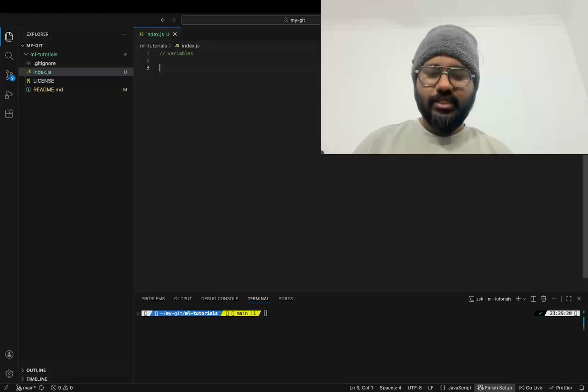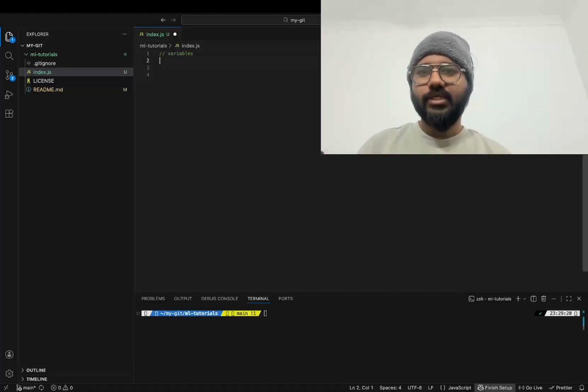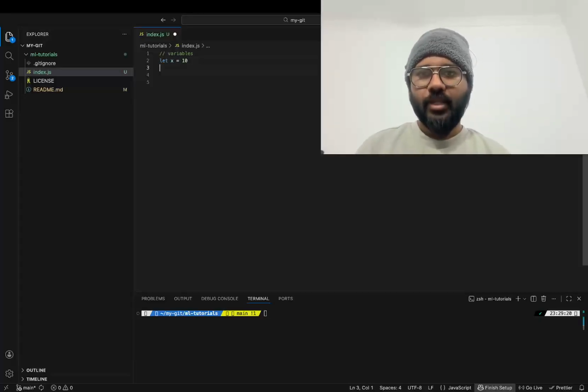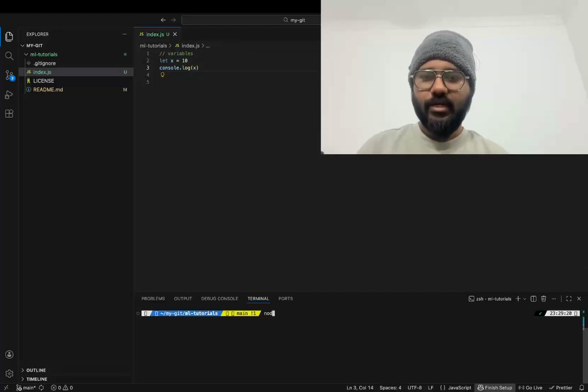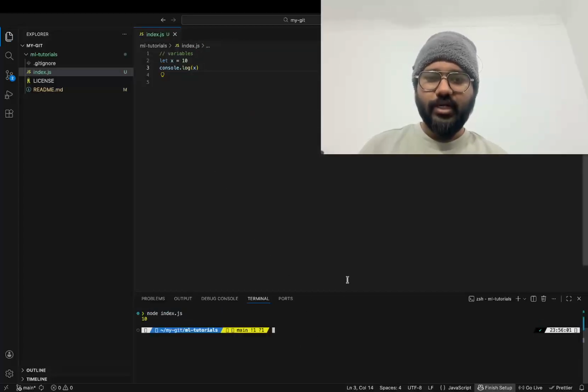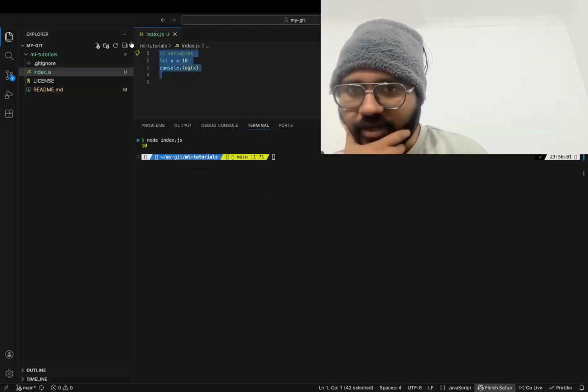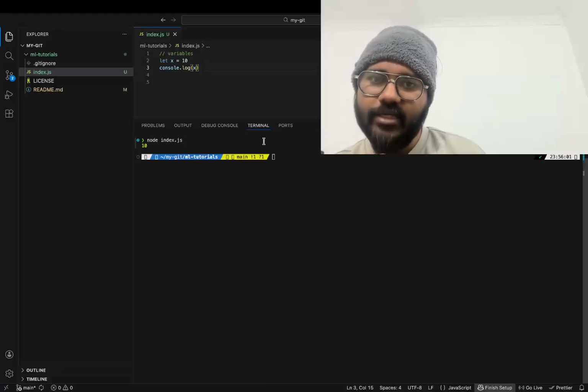In Node.js, we represent variables with any name which you want, and there are three keywords: let, const and var, but we'll deal with those things later. But let's say I start with something like let x is equal to 10, and there is a way of printing it, which is console.log(x). Then node index.js, that's how you run it. Okay, so this is our first program where we created a variable and we logged it.